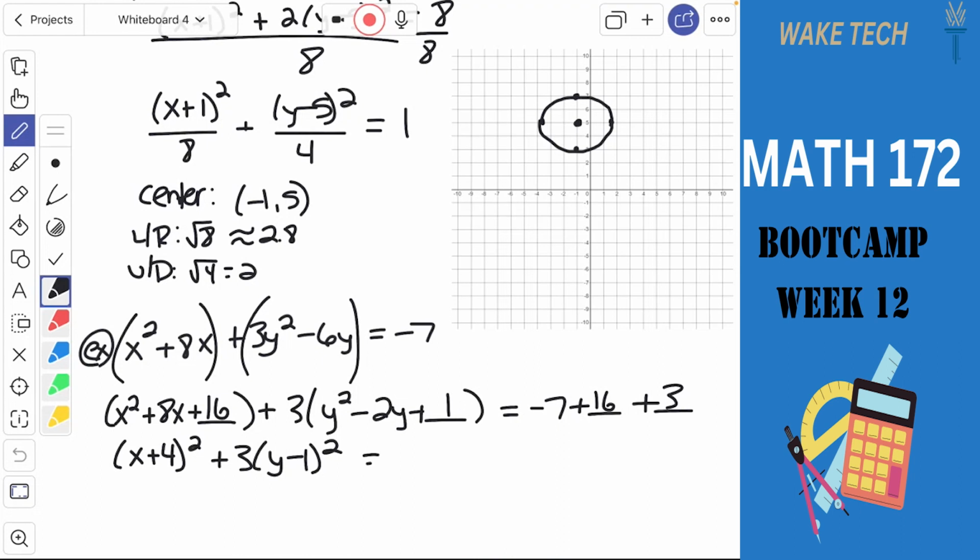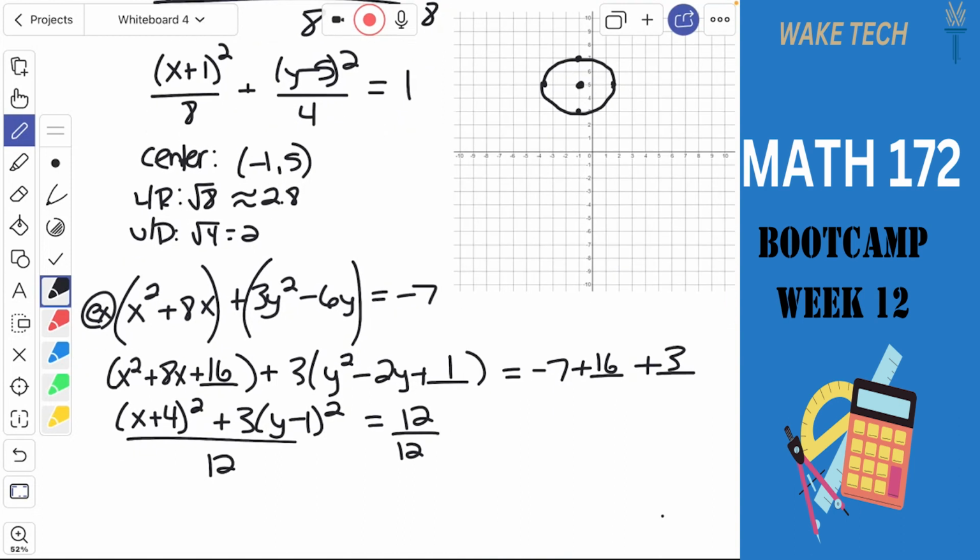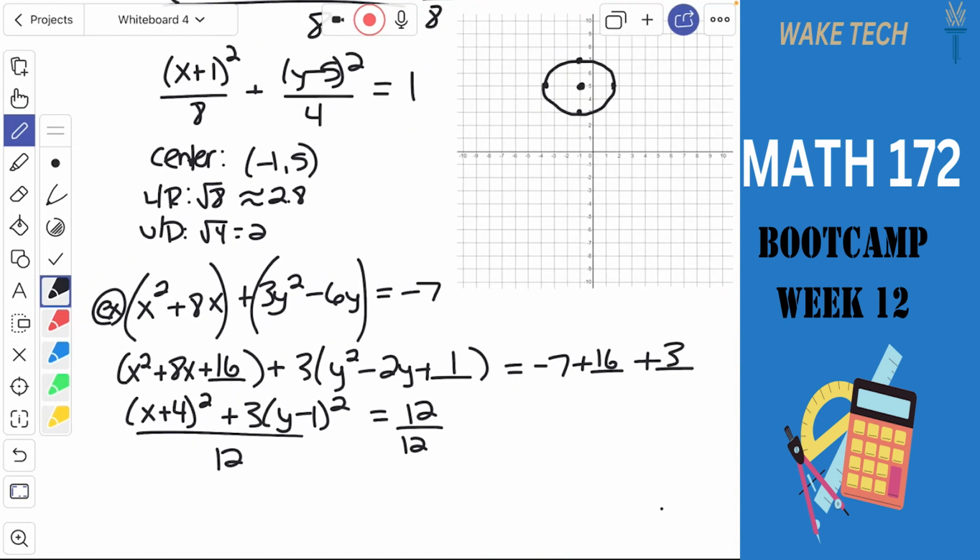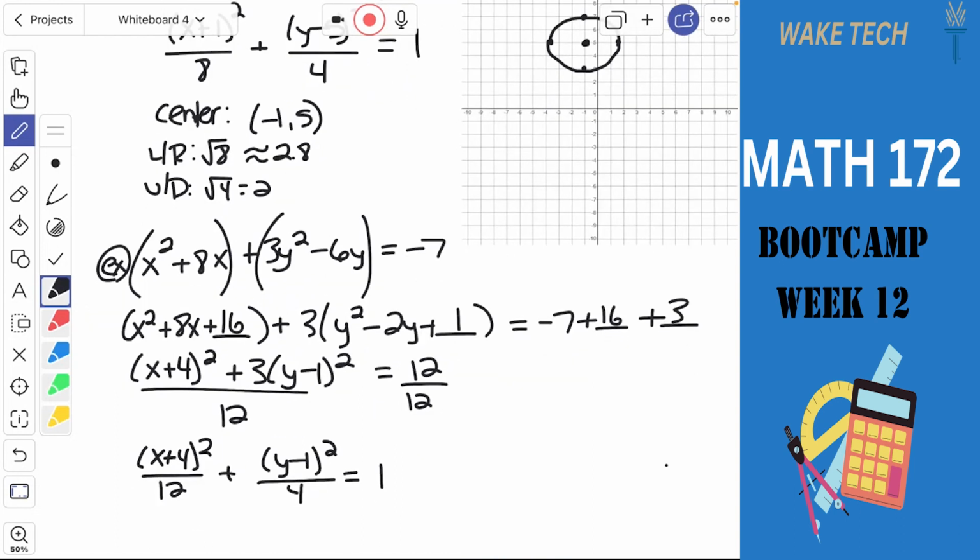On the right side we have 12. Negative 7 plus 19 is 12. To place this in standard form, though, we need a 1 on the right side, so that means we should divide everything by 12. And that gives us x plus 4 squared over 12 plus y minus 1 squared over 4 is equal to 1.